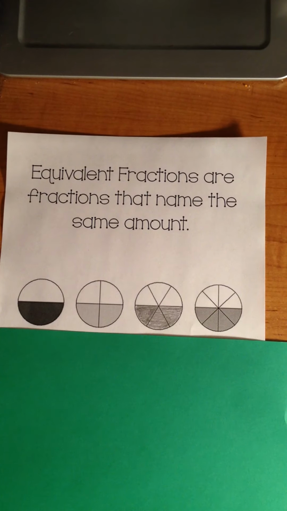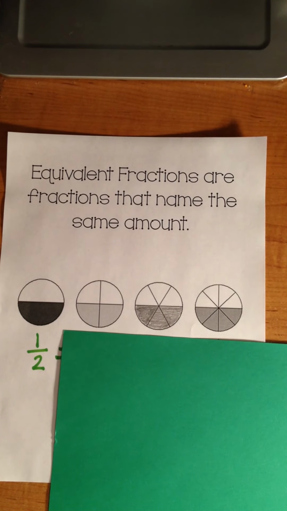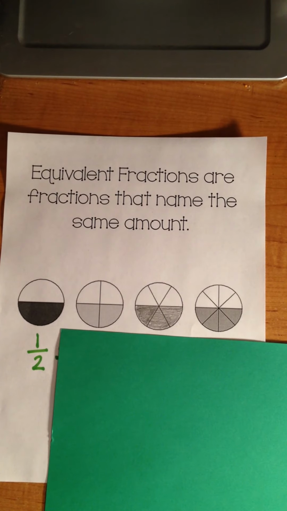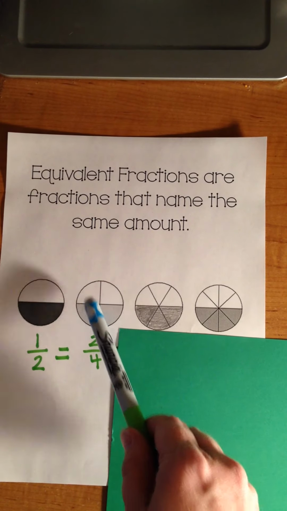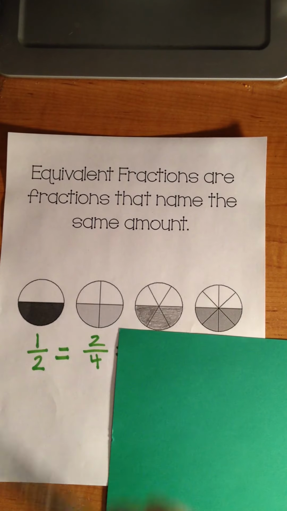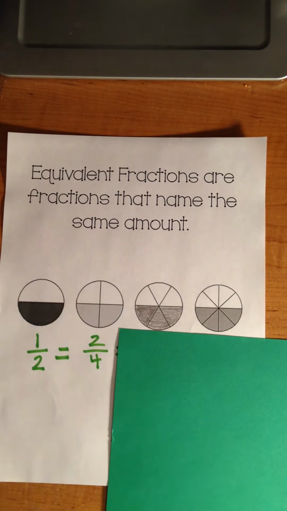In the case of the first one, we have 1 out of 2 equal parts shaded. That's why we call that 1/2. In the case of the second model, the exact same amount is shaded, but now the total number of sections is 4, and 2 out of the 4 are shaded. 1/2 is equal to 2/4 because the exact same amount is shaded. Now we just have more sections, but the same amount is shaded. 2 are shaded out of 4, 1 is shaded out of 2.